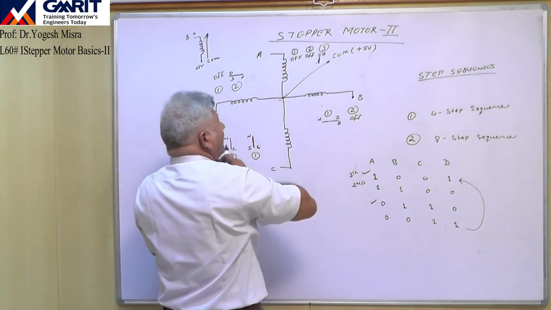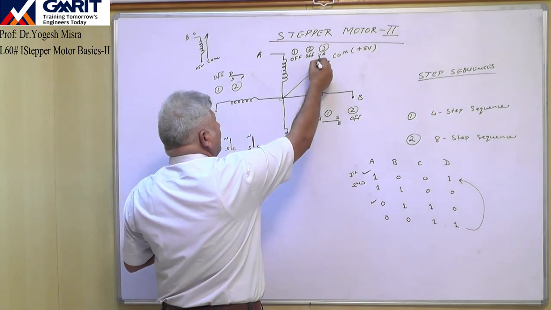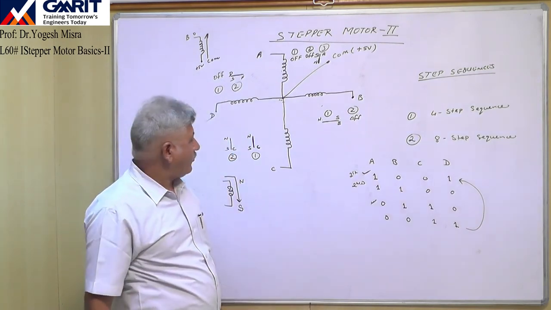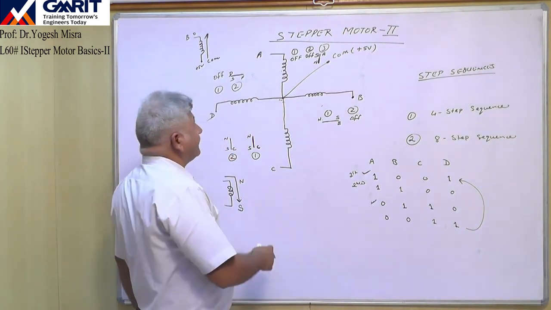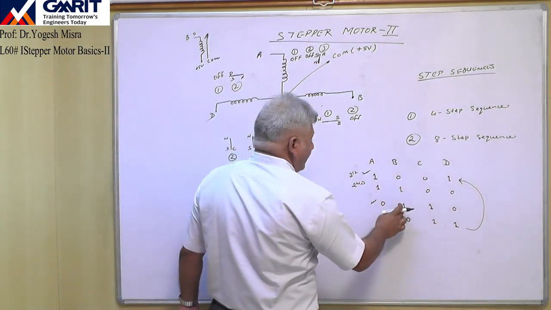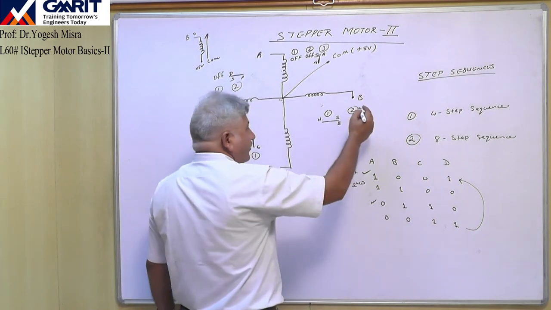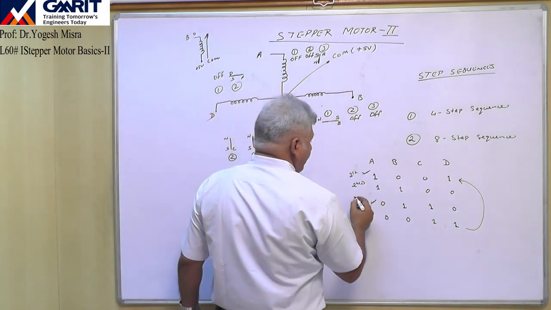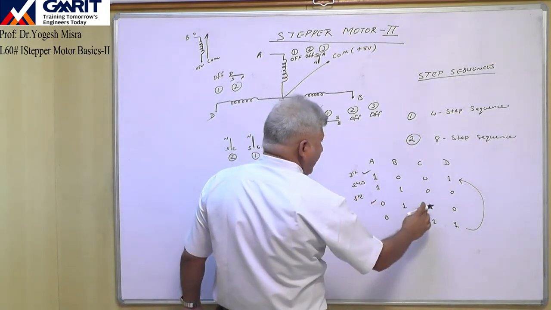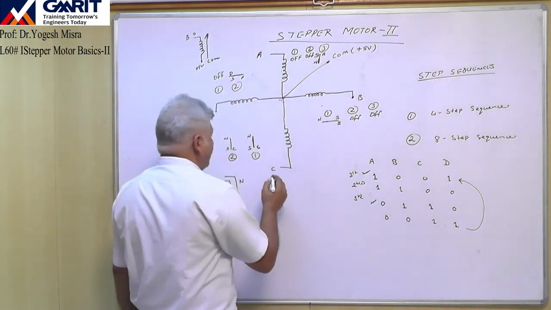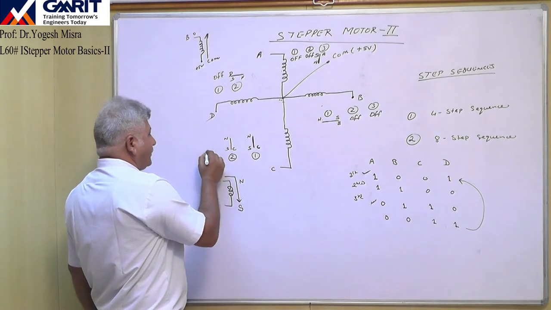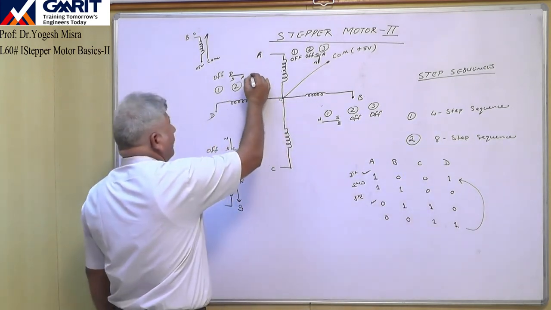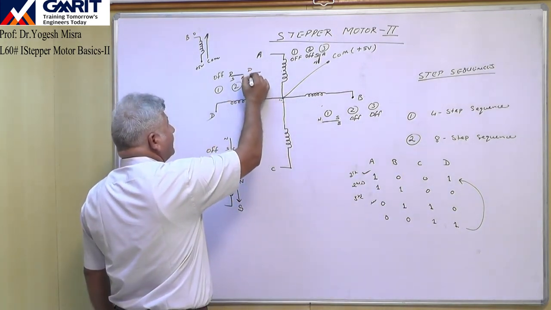Current is entering in this terminal, right? So this is north pole and here it is south pole. So the terminal where current enters, it will become north pole. Right. And for B, in the third step, B is 1. So in the third step, B will remain off. And C is 1, so in the third step, C is off. And third step for D, 0. It is on like this. South and north.